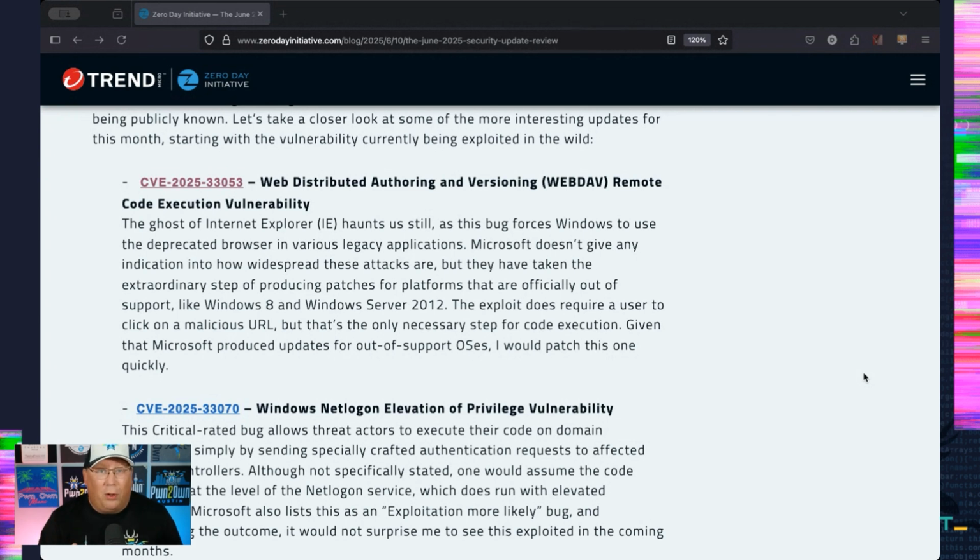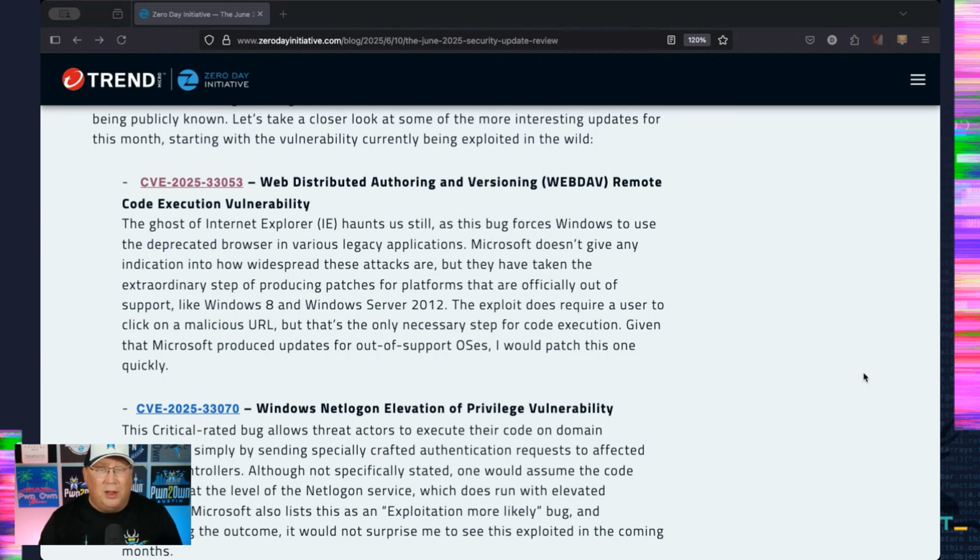Now, I really want to call this one out because Microsoft has taken the extraordinary step of producing patches for out-of-support software, including Windows 8 and Server 2012. That's a big deal. So I don't know how widespread the exploitation is, but it's significant enough that they're producing patches for these out-of-date operating systems.